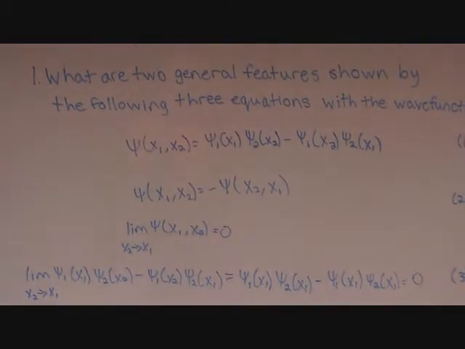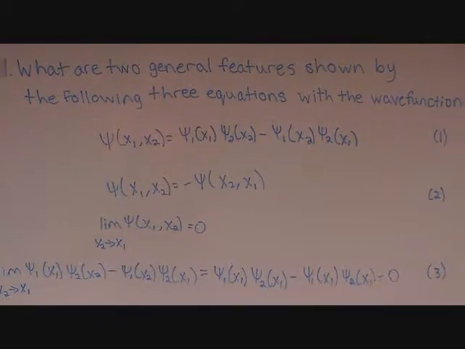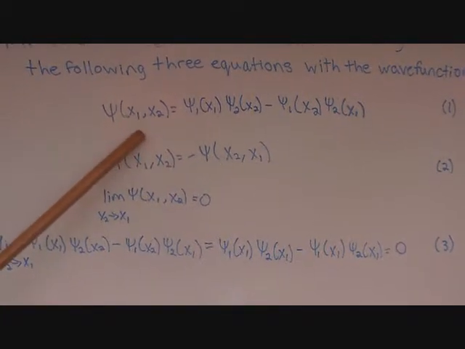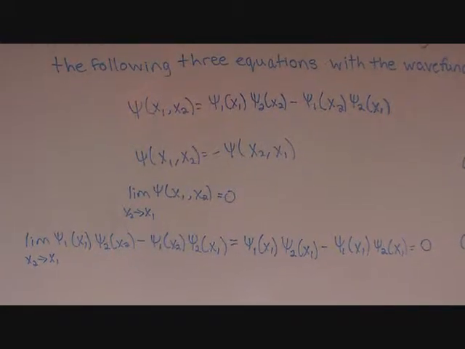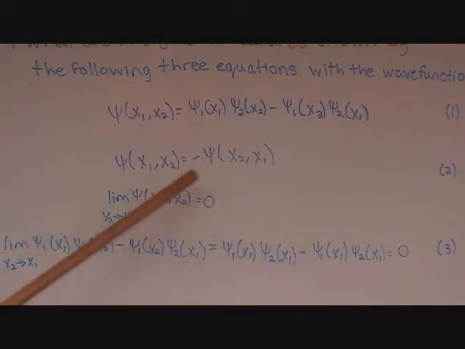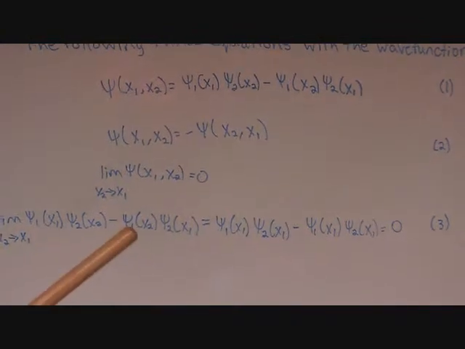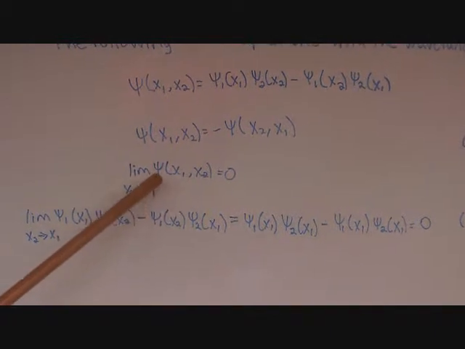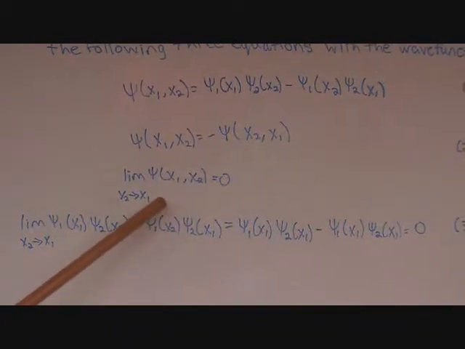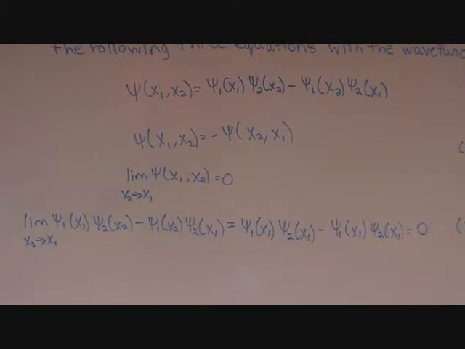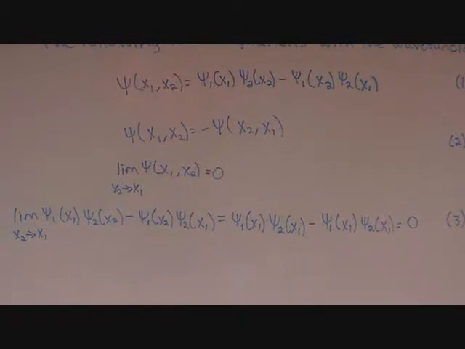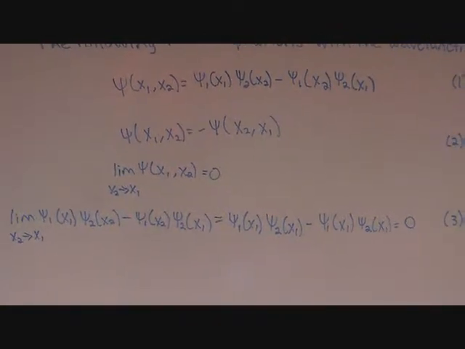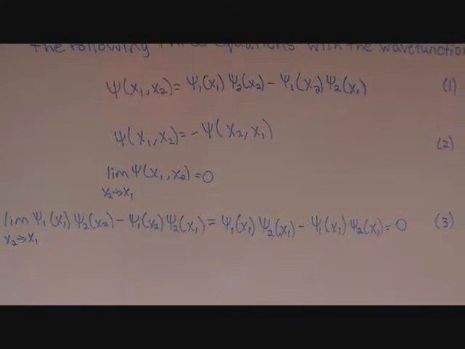The first question we looked at is, what are the two general features shown by the following three equations with our wave function psi of x1, x2? The first property we looked at was the antisymmetry of the wave function, and the second property is that as x2 approaches x1, essentially as one particle approaches another, they cannot occupy the same space. The actual probability that they will exist in the same space is 0.